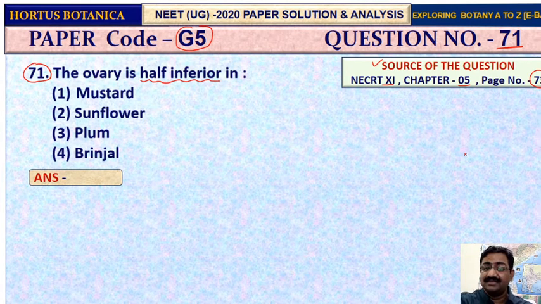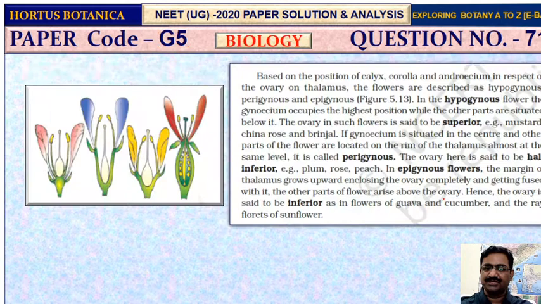First of all, it's our prime duty to understand the meaning of the ovary is half inferior. If it is half inferior, it means the ovary may be inferior, or it may be superior. So it's the talk of the position of the ovary. Let's get the concept first, the position of ovary. Later on we will discuss the examples given in the options.